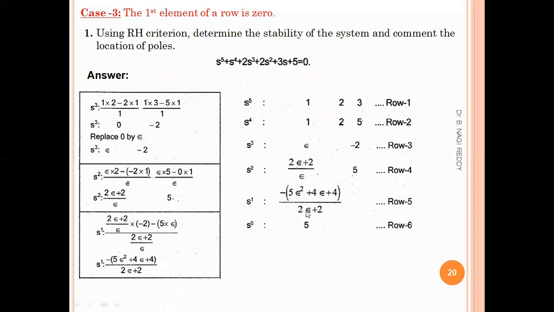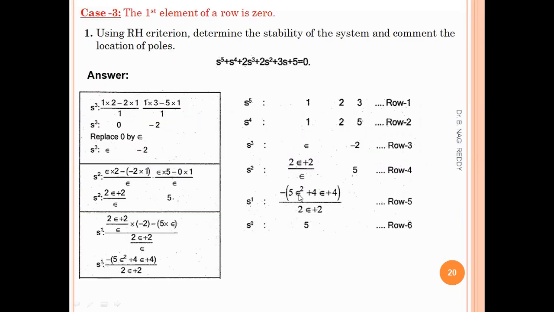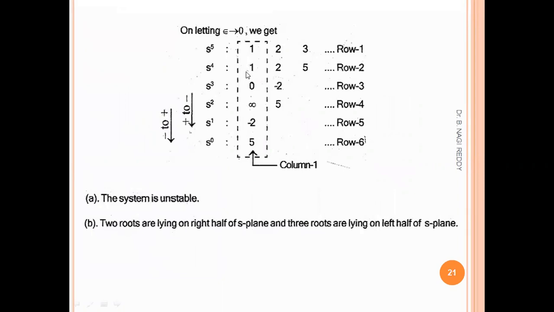In the denominator, 2 into epsilon. So this is 0 and only we will get 2. So minus 4 by 2, because the minus sign is there. So minus 4 by 2 is minus 2. So after substituting epsilon as 0, we got the first column like this.